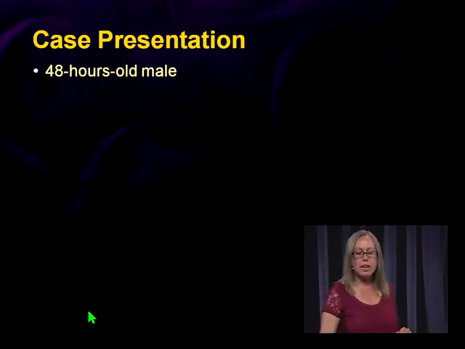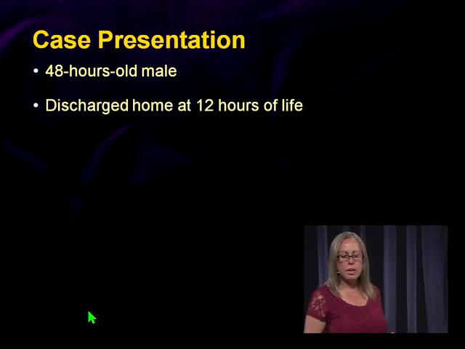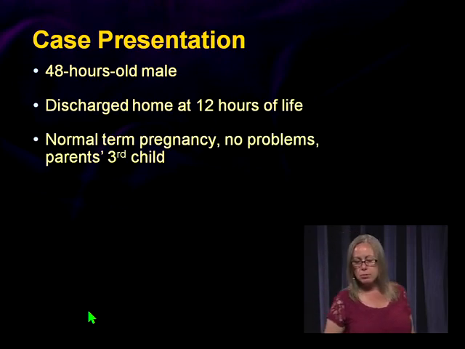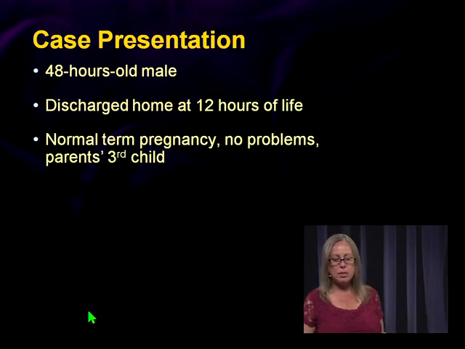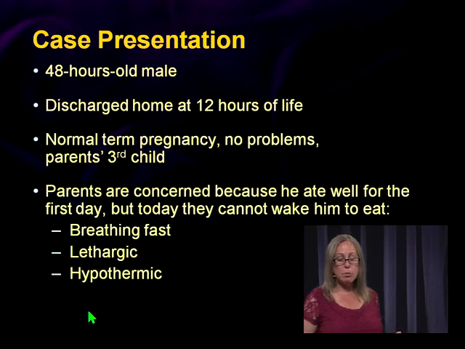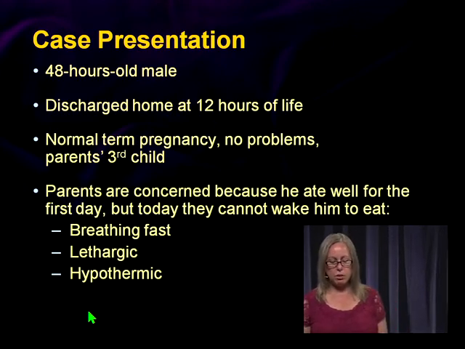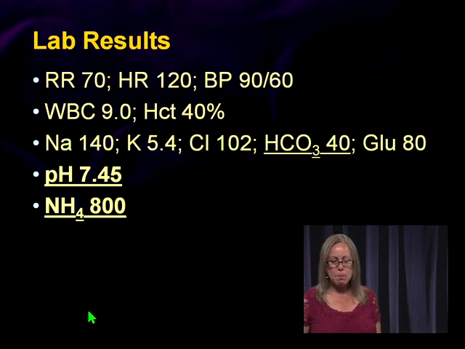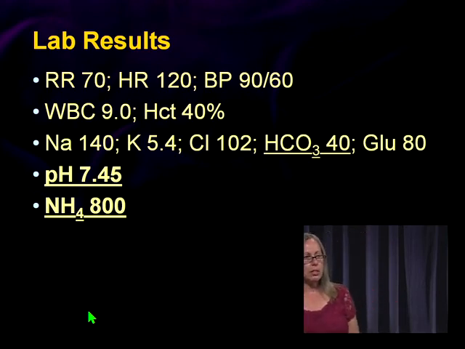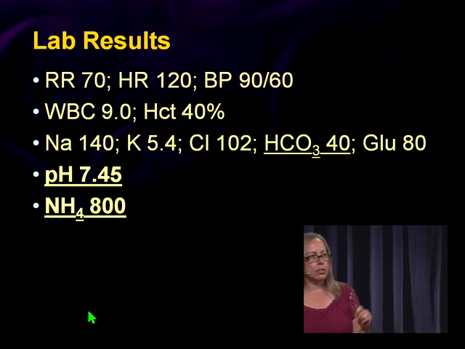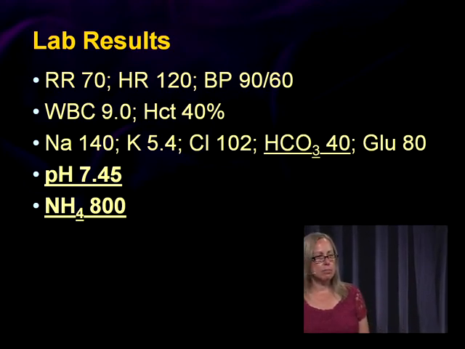So you go to see a 48-hour-old newborn boy. He was discharged home at 12 hours of life. It was a normal term pregnancy without any problems, and it's the parents' third child. They were concerned because he ate well for the first day, but they can't wake him to eat. He's breathing fast, he's lethargic, and he has a low core temperature. Vital signs include a bicarb of 40, a pH of 7.45, and an ammonia of 800. So that is a very high ammonia level. I've seen some of the kids push 1,200, 1,500 ammonia. This is not a good thing.